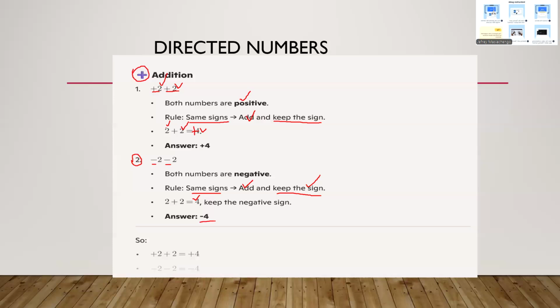Okay, well done, Sejef. This is the first slide, and this is a summary. So we are saying plus 2 plus 2, signs are the same, add the two numbers, maintain the sign, you get plus 4. Minus 2 minus 2, signs are the same. What do you do? Add the two numbers, 2 plus 2, you get 4, and you maintain the sign, it becomes negative 4. Excellent. Let's move on to the next slide.